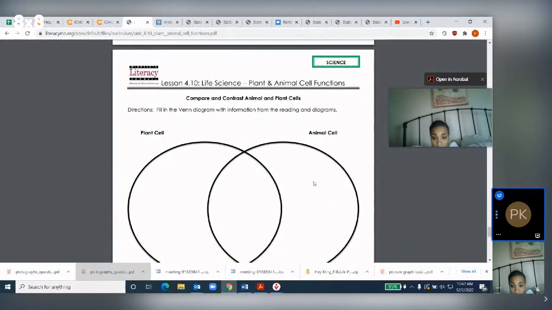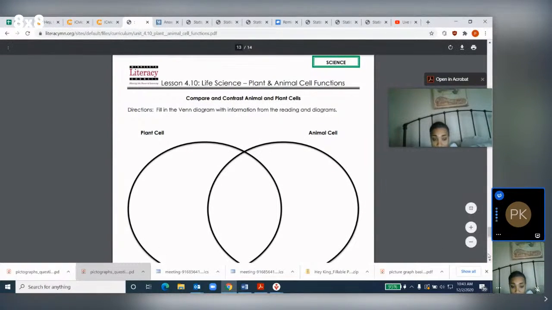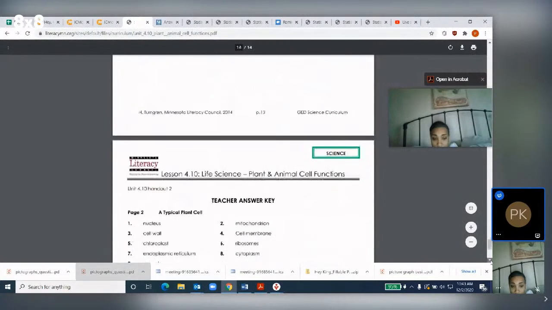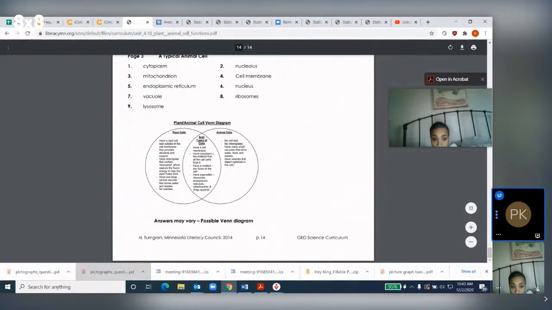So this might come up on one portion of the test. I just want to make sure you're familiar with it. We did this in class a couple times. So you can go ahead and try to fill this out. And if you get stuck, just remember the answers are right here.